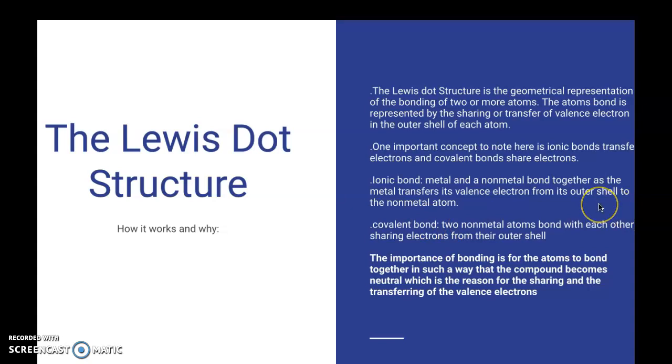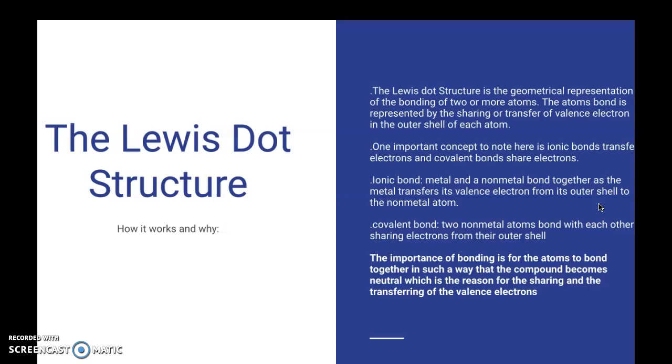I'll go over here what the Lewis dot structure is and what's going on. Basically, a Lewis dot structure is a geometrical representation of the bonding of two or more atoms. Like I said, the important concept you need to know is that we have ionic bonds, which is transfer of electrons, and covalent bonds, which is sharing of electrons.